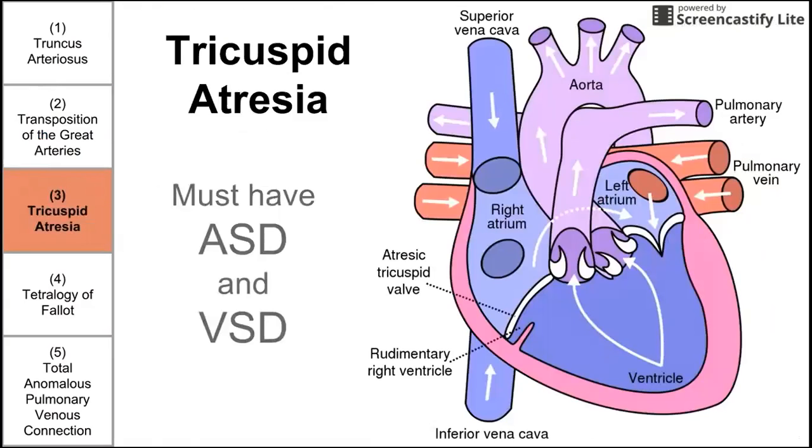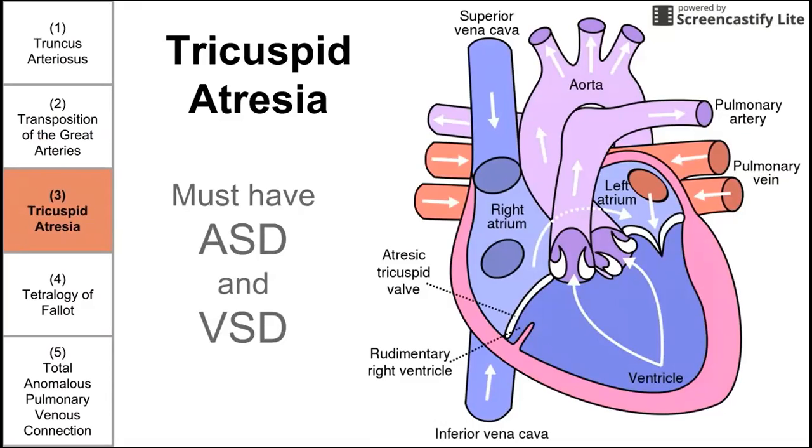Next, we have 3. 3 helps us remember tricuspid atresia. There's not much to do with the 3 here, except for the fact that it has to do with the tricuspid valve, except we don't have a tricuspid valve. Instead of a valve here, we have a wall. Tricuspid atresia is the tricuspid valve being replaced with a solid wall that you cannot get past.